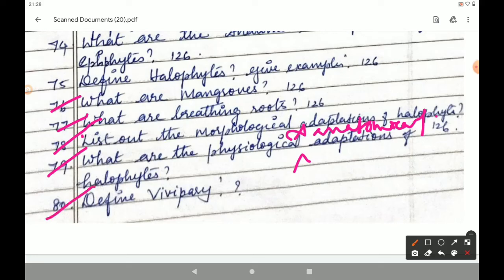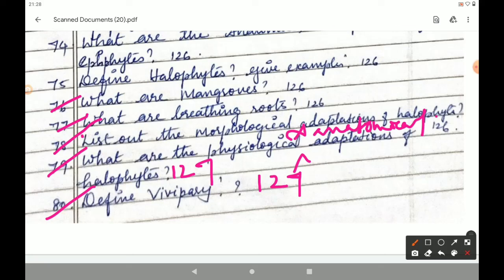Students, next 80th question. Define vivipary. Answer is given in page number 127, under the heading Physiological Adaptations. Vivipary means in halophytes, seed germinates in the fruits while on the mother plant. This is called vivipary. Example, Avicennia, Rhizophora, Sonneratia.